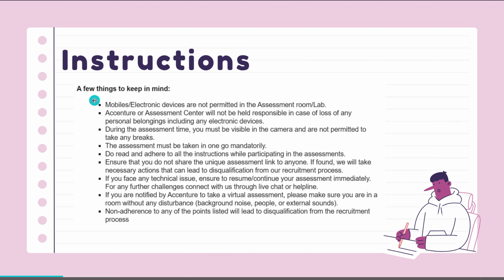Instructions, things to keep in mind. Mobile and electronic devices are not permitted in the assessment lab, and the Accenture assessment center will not be held responsible in case of loss of any personal belongings. These are the instructions given by the Accenture people. You must be visible in the camera and are not permitted to take any breaks. The assessment must be taken in 1 hour mandatorily.